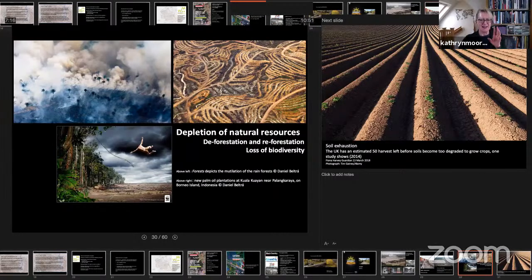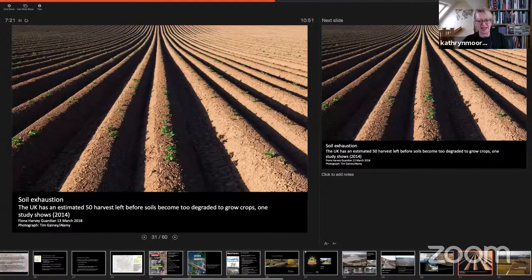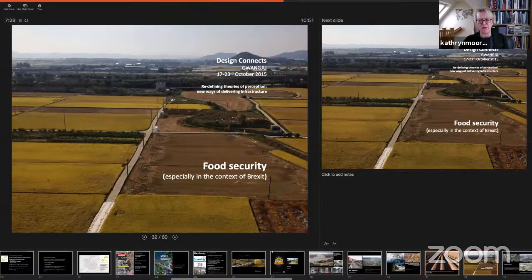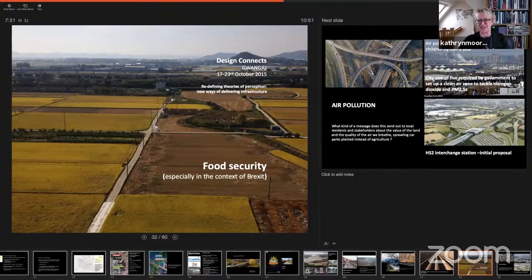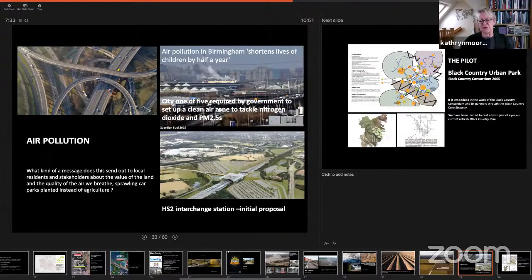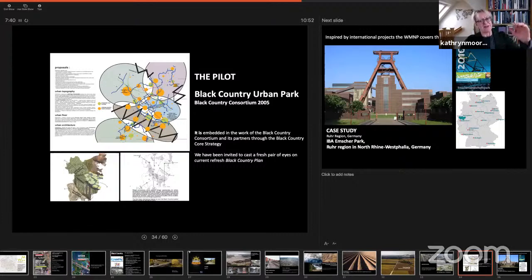And the key is to tell people here that it's not just out there somewhere where this happens, but it's actually here as well. We might only have 50 harvests left of the soil if we carry on messing it up so much. Where are we going to get our food from, especially in the context of Brexit, and particularly in Birmingham? How do we deal with air pollution, which is really a dreadful problem here? So it's all about seeing the bigger picture.